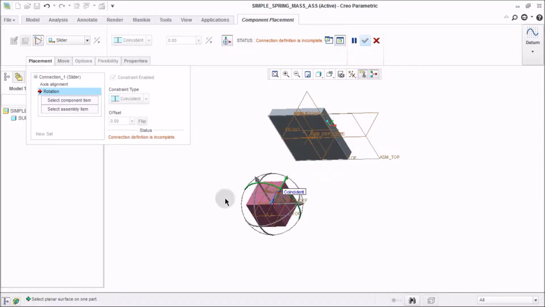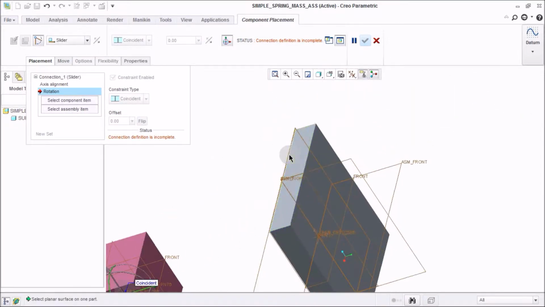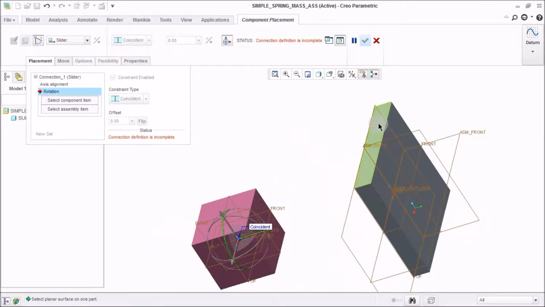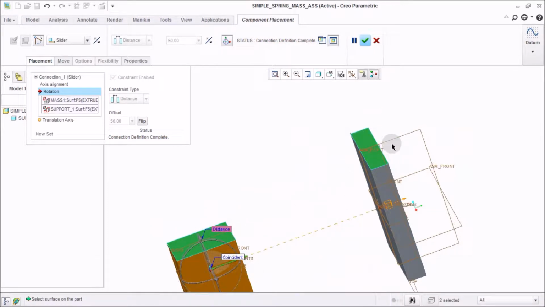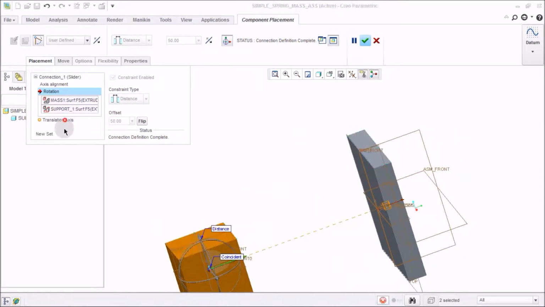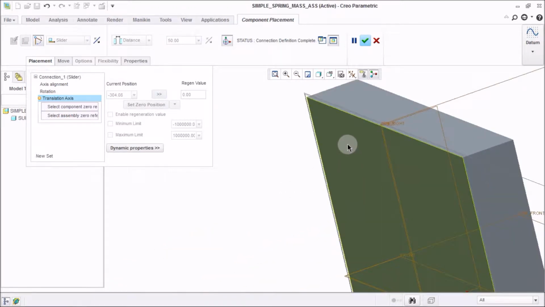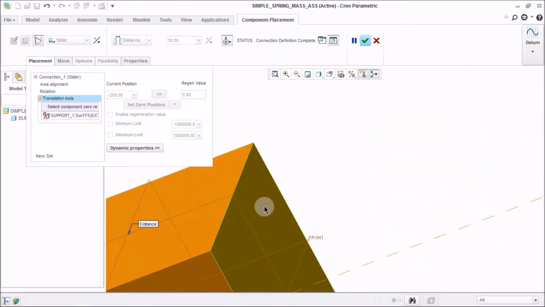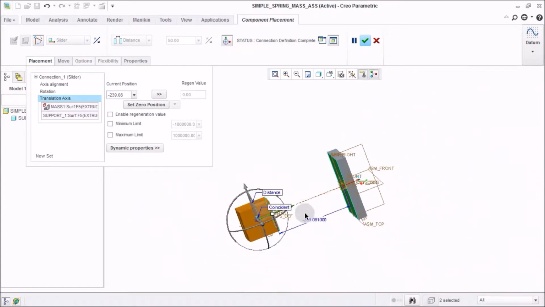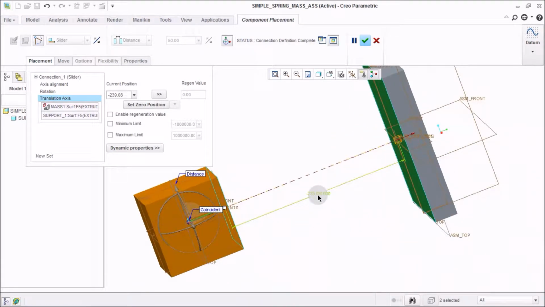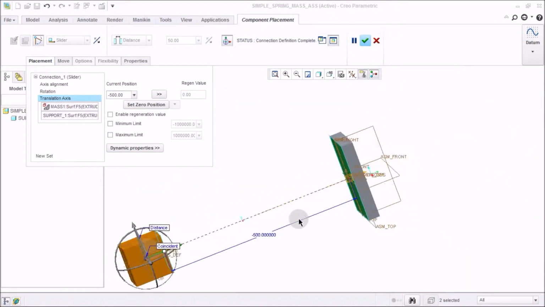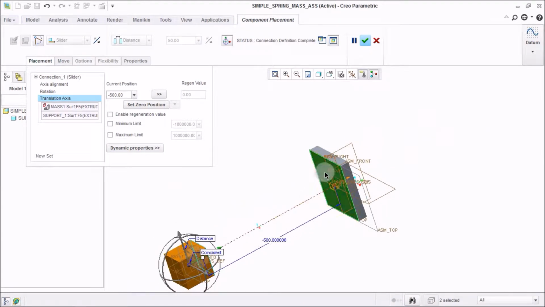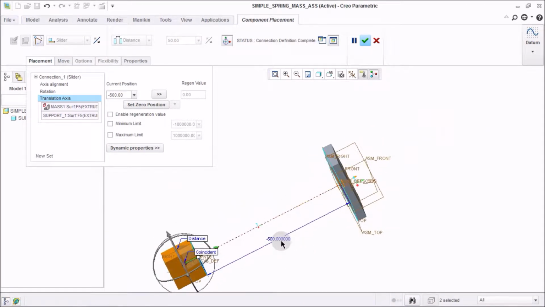Then we have to apply the rotational constraint. So we select two parallel planes, one on this mass and another on this fixed support. Then give the translation axis. So select this plane and this plane. The software automatically gives a value of around -239, but let's say it's -500. So the distance between this plane and this plane is right now -500. Then mark it as the set 0 point.